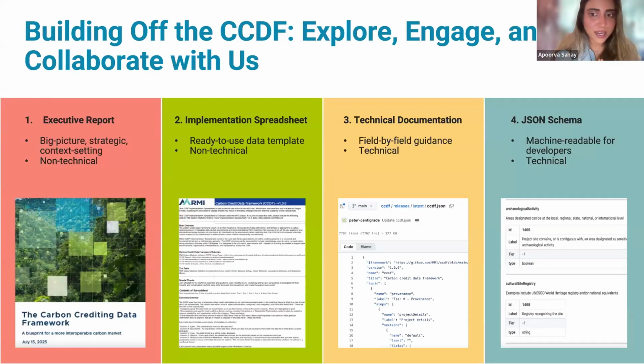So to close out, let's come back to that core bet that we had started with. If we standardize project level data, we can cut transaction costs and build these data-backed systems in the VCM, build that trust in project data, in project quality, and accelerate the finance flows into high integrity projects that are in the VCM's supply pipeline. That is what the CCDF is here to do. And this is an open and flexible and evolving effort. So we do invite you to stay connected with us.